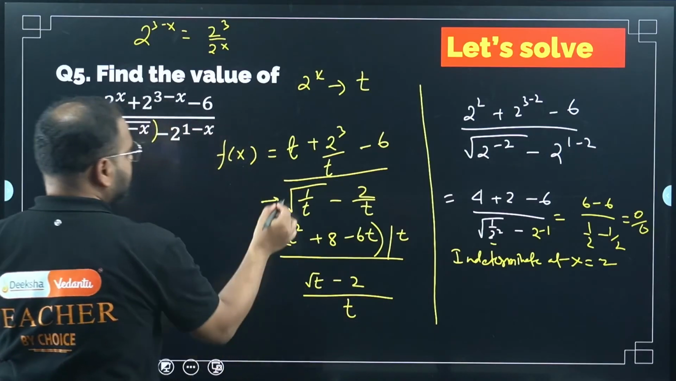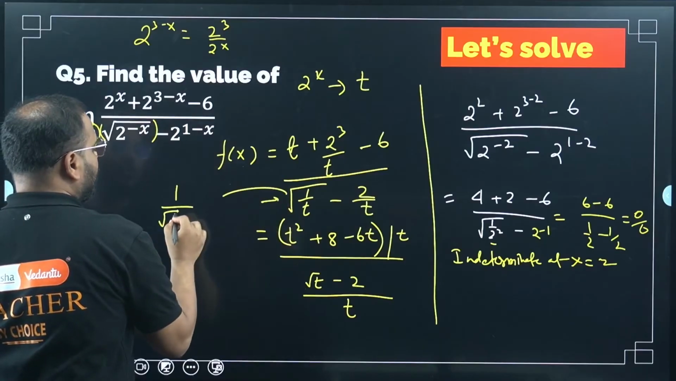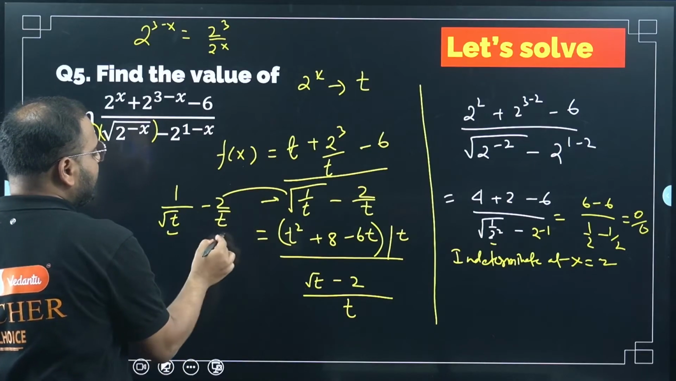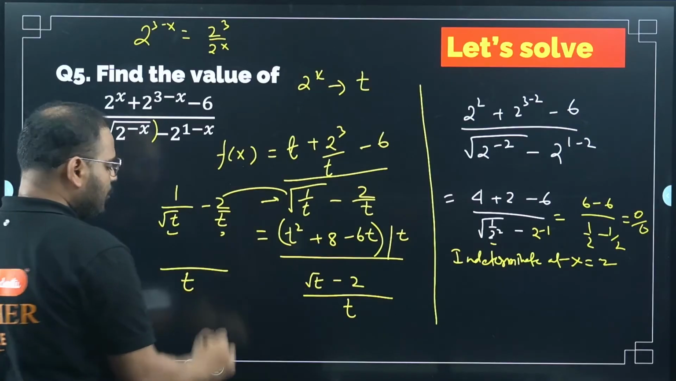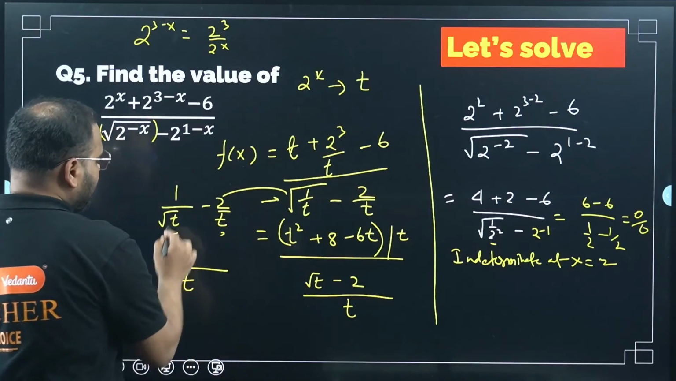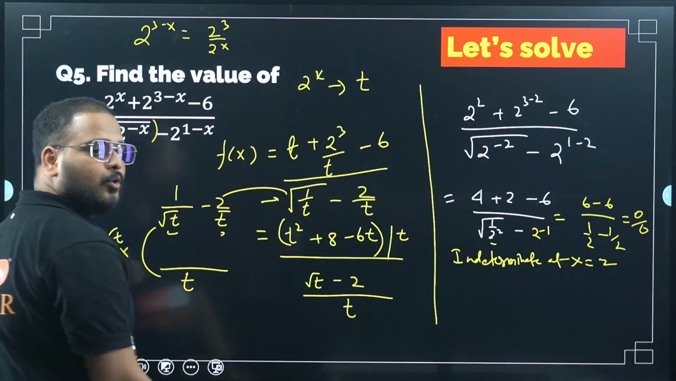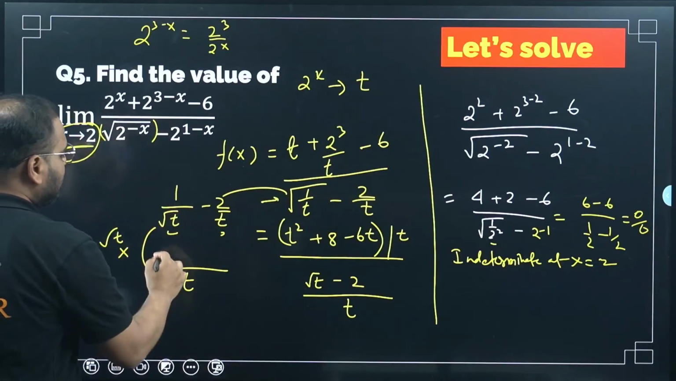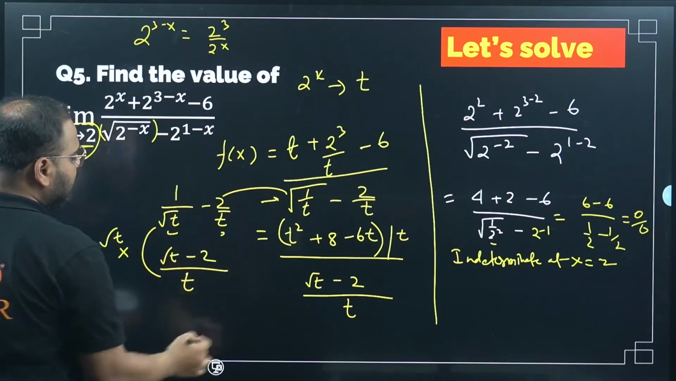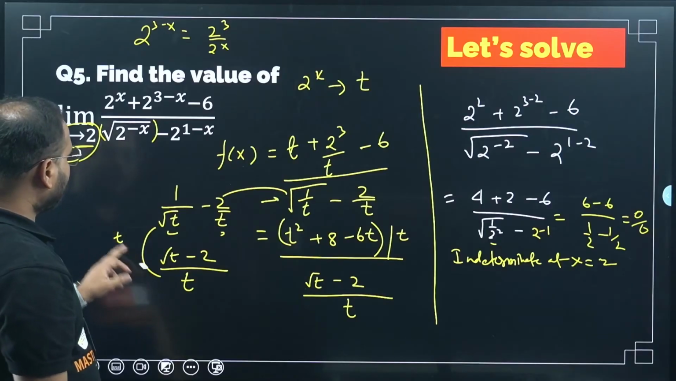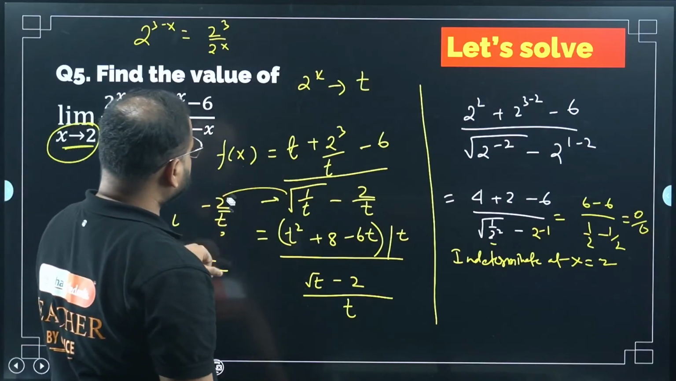This is nothing but 1 upon root t, and whatever I have over here, 2 upon t. What's the LCM of root t and t? T, right? Root t and t, LCM is t. So what do we have to multiply over here? We have to multiply with root t only. If I do that, I get numerator as root t, and this will be simply 2. So root t minus 2 upon t. Okay. Let me erase this part, not required for the steps.